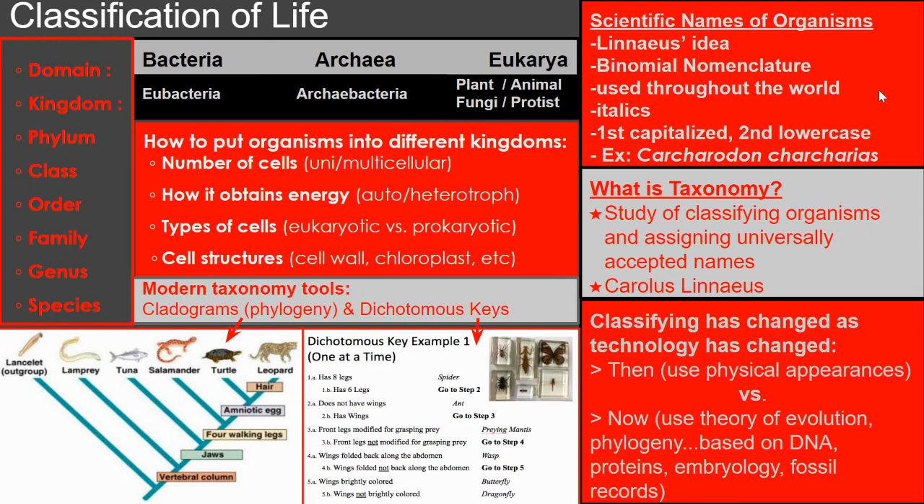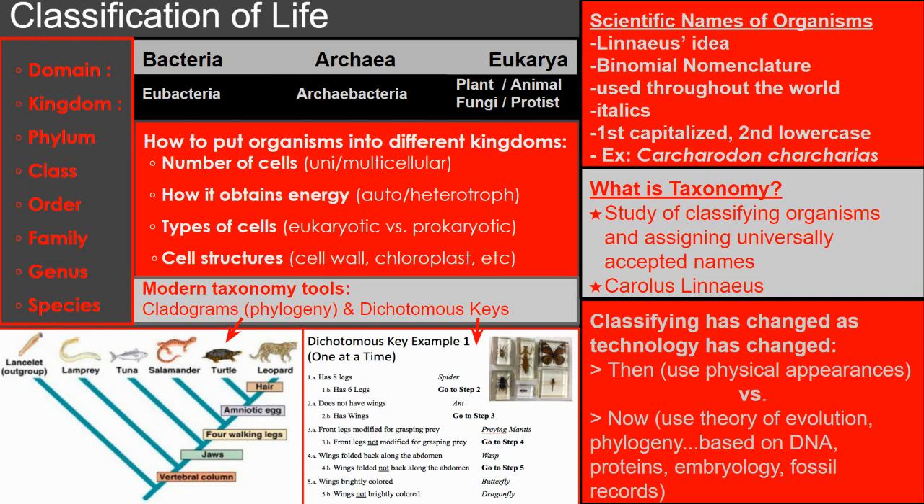So, Carolus Linnaeus, one of the most influential scientists in classification, came up with this binomial nomenclature idea. Now, binomial nomenclature means two name naming system. You can remember it's binomial because bicycle has two wheels, binomial is two names, and nomenclature just means naming system. So binomial nomenclature means a two name naming system.